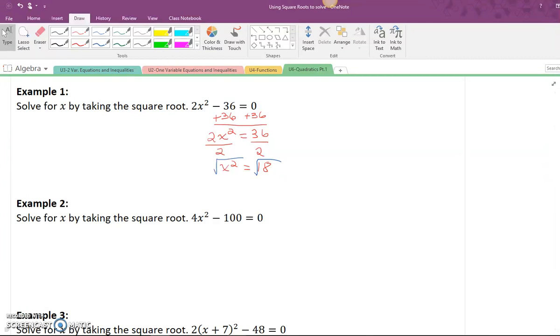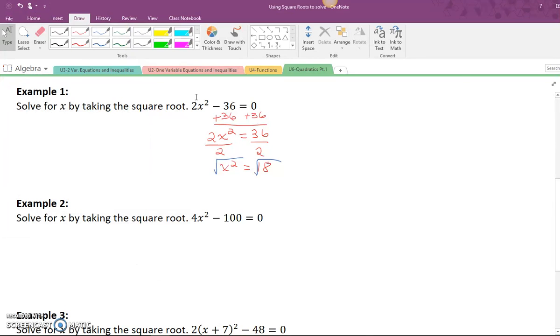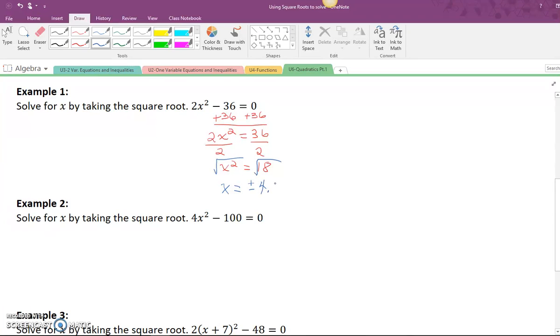Next, I'll open up my calculator. And this button right here on your calculator is your square root button. Now notice it only gives me the positive square root. I have to know that there's a negative square root as well. So let's round this off to 2 decimal places. So x equals 4.24. So x equals plus or minus, positive or negative, 4.24.